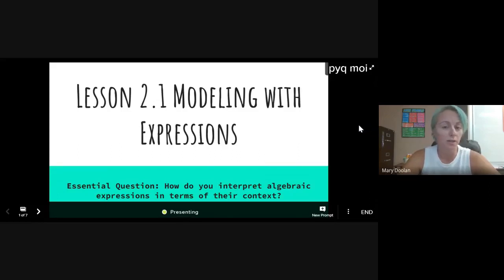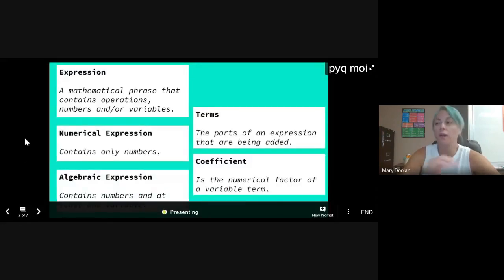Lesson 2.1, modeling with expressions. And your EQ is how do you interpret algebraic expressions in terms of their context? Okay, so we're going to look at some vocabulary.